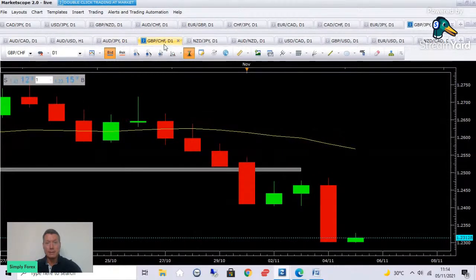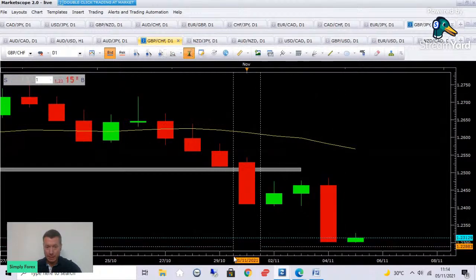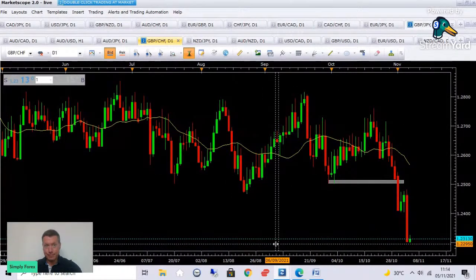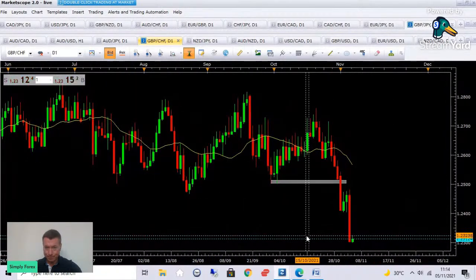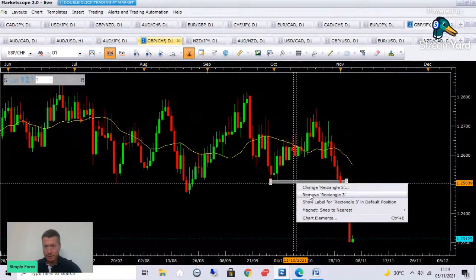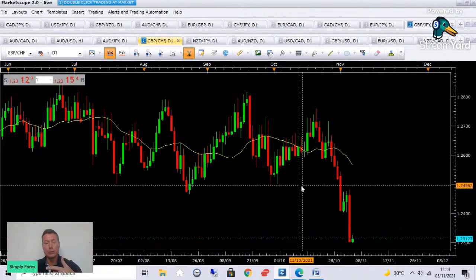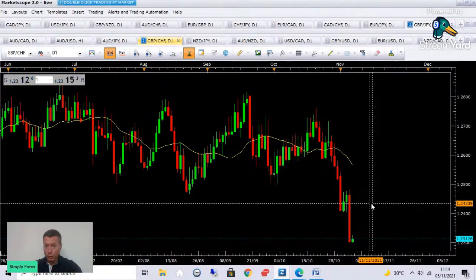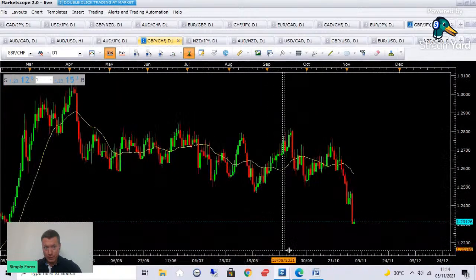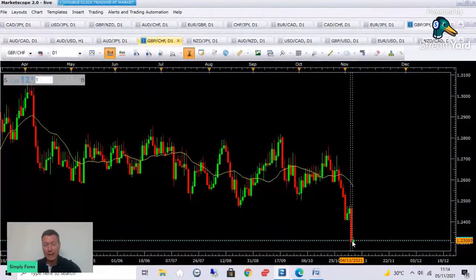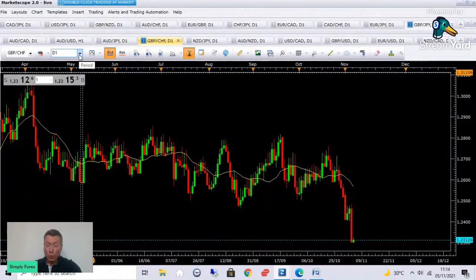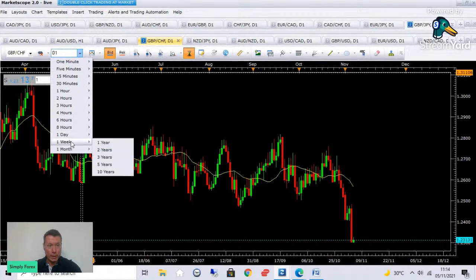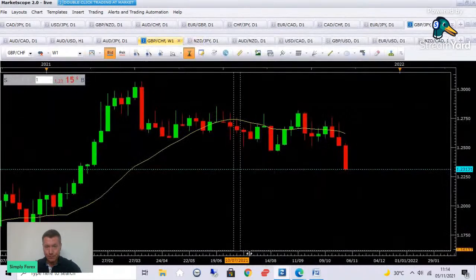So the pound against the Swiss franc, but I call it the GBPUSD. So let's remove this. I always remove my old support and resistance zones because every day I want to plot fresh new zones. So let's have a look here. We've had a large bearish candle down. I might even look at the weekly chart here, guys, to see where this trade could move into.